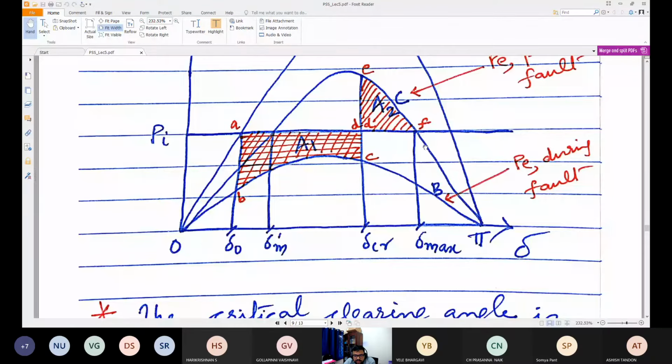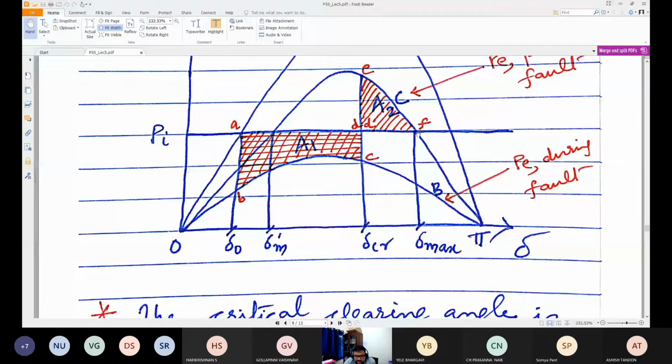again PE will be less than PM, and the rotor may accelerate and it may go out of synchronism. It may not come back to synchronism again. Here the accelerating area is greater than the decelerating area. So acceleration is more, basically the energy gained by the rotor is more than the energy released by the rotor. So it will accelerate again and it will go out of synchronism.